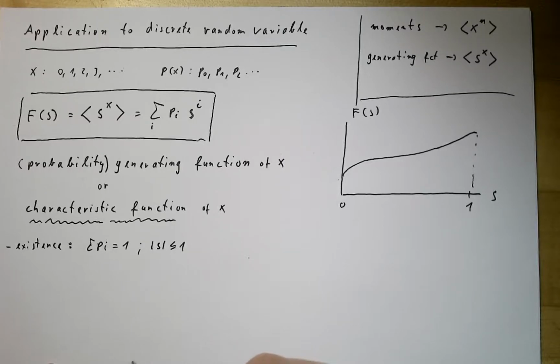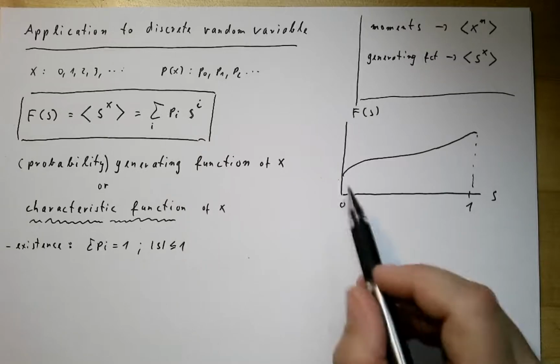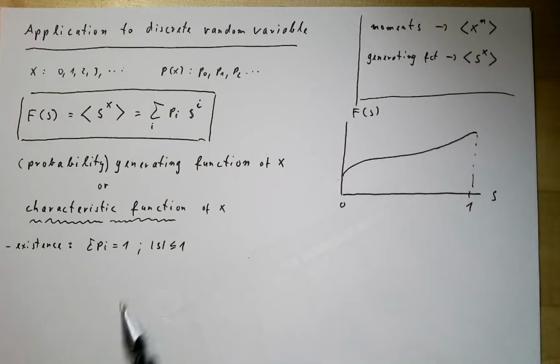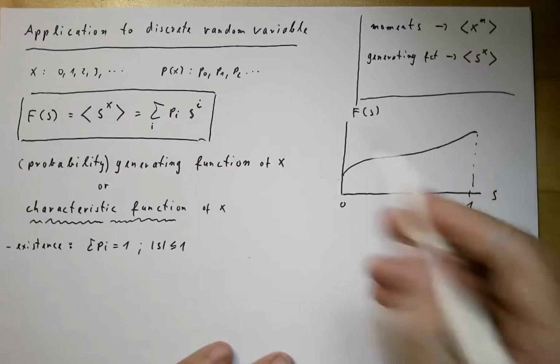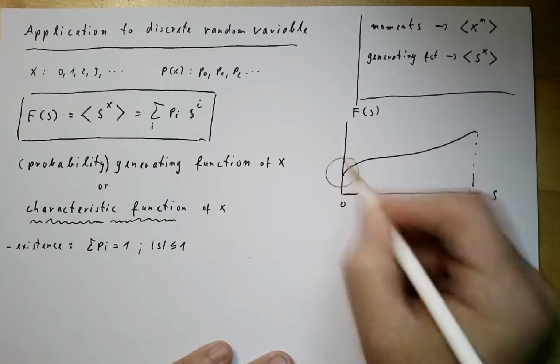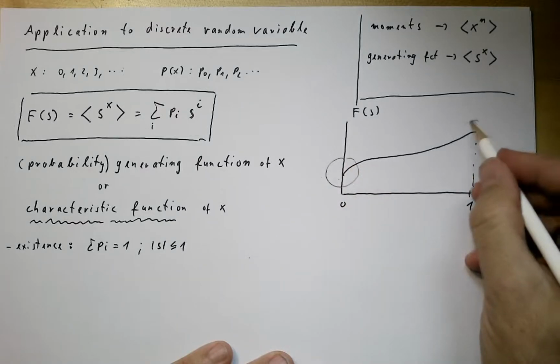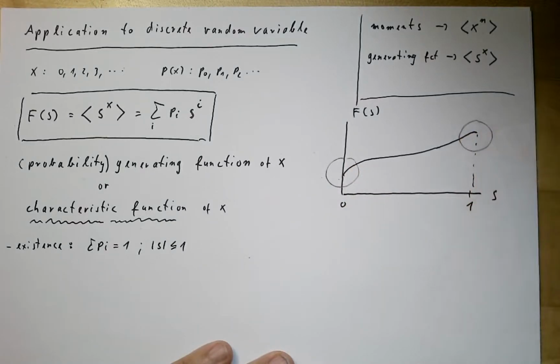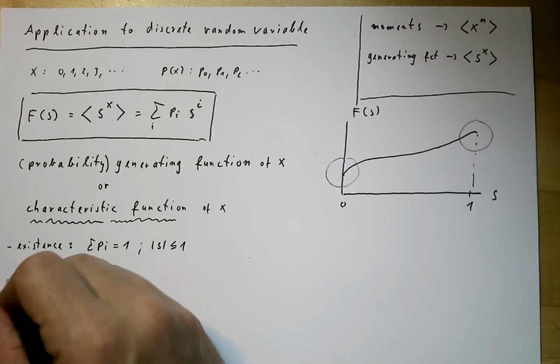So now, how can we calculate this function? We will see we basically need two things. We need to know how this function looks in the neighborhood around 0, and how this function looks here at the right side around 1. So let's see what we can say about the function at 0.